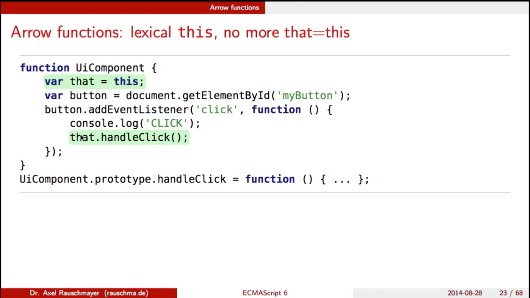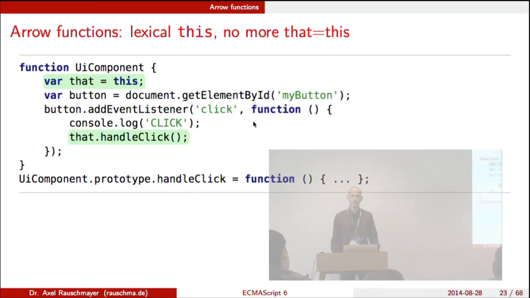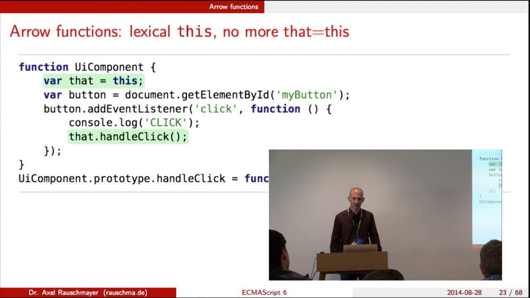And so what we have here is we add an event listener, and the event listener wants to use the this of the constructor because this is like a real actual function. It's not a method. But it can't use this, unfortunately, and that's why you do this that equals this dance.